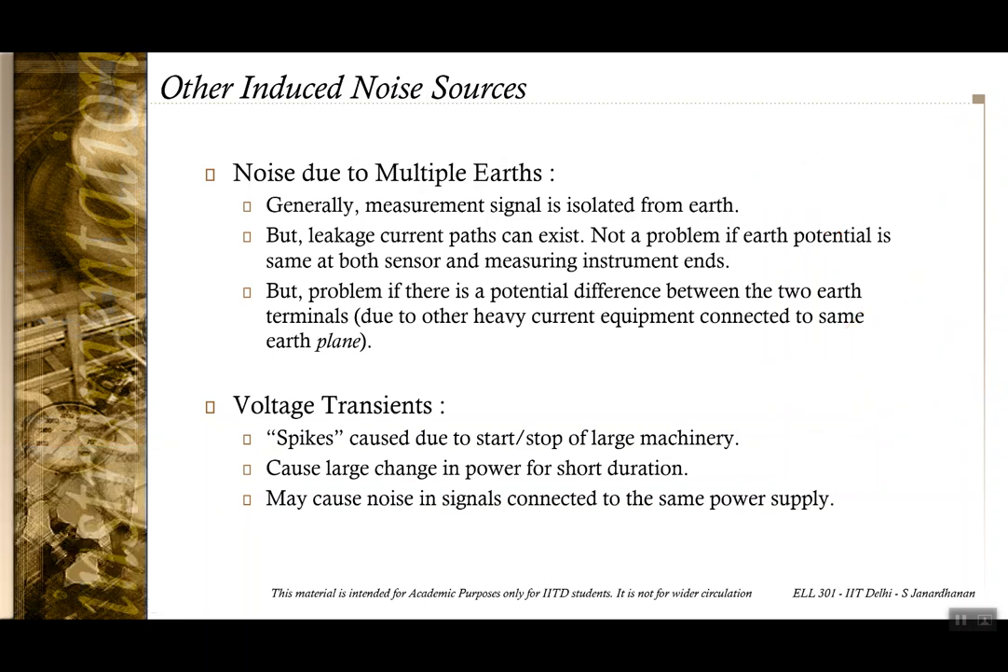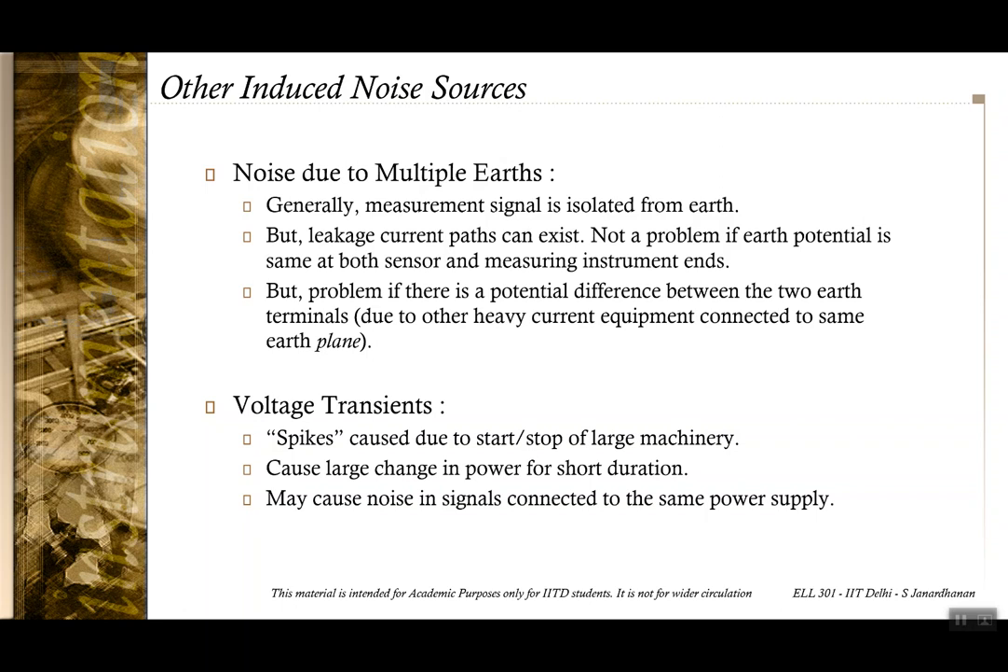Okay, so there will be leakage current paths, and this leakage current path is not a problem if the earth potential is the same at both the sensor measurement and the power. However, if it is different, that is going to cause some problems.